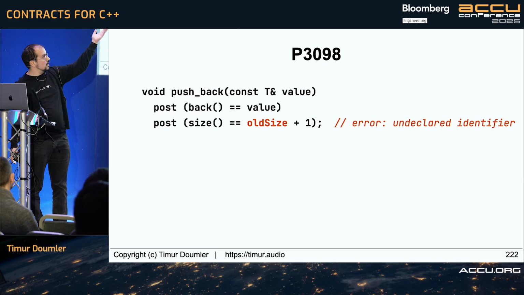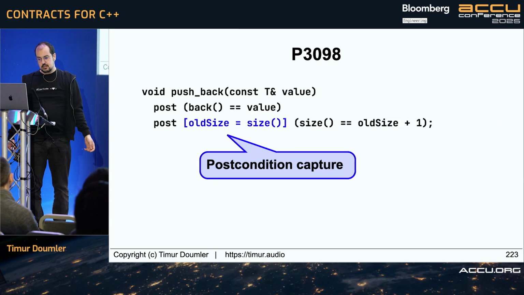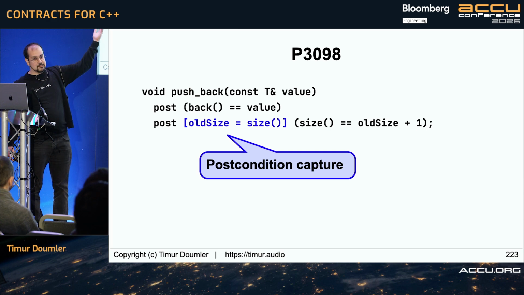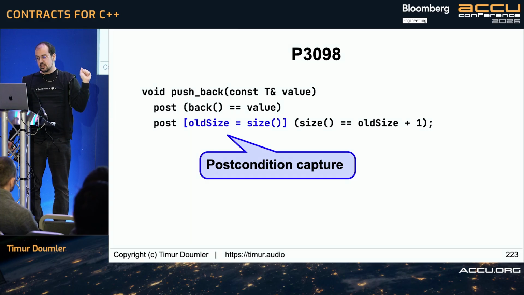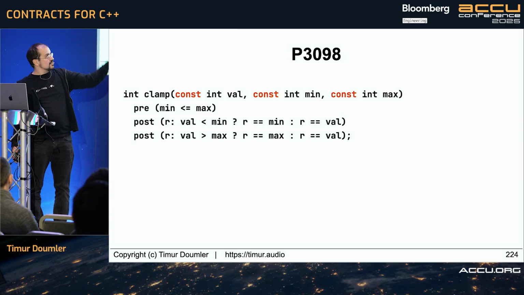So the feature that we want to add here for C++29 is, I think, pretty elegant. It's like a lambda capture. You can capture the value of the parameter when the function is called, and then refer to that when the function returns. And that solves another problem, which is this really annoying thing here.